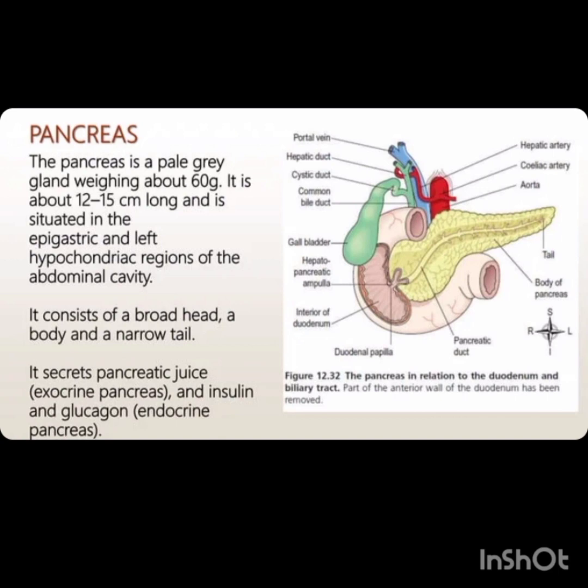Pancreatic juice is the exocrine part of the pancreas, and insulin and glucagon are the endocrine part. See, the pancreas releases two types of secretions: one is exocrine juices and another is endocrine hormones. Exocrine means pancreatic juices go directly into the intestine and help in food digestion, whereas insulin and glucagon are endocrine secretions which help in regulating the breakdown and production of glucose.